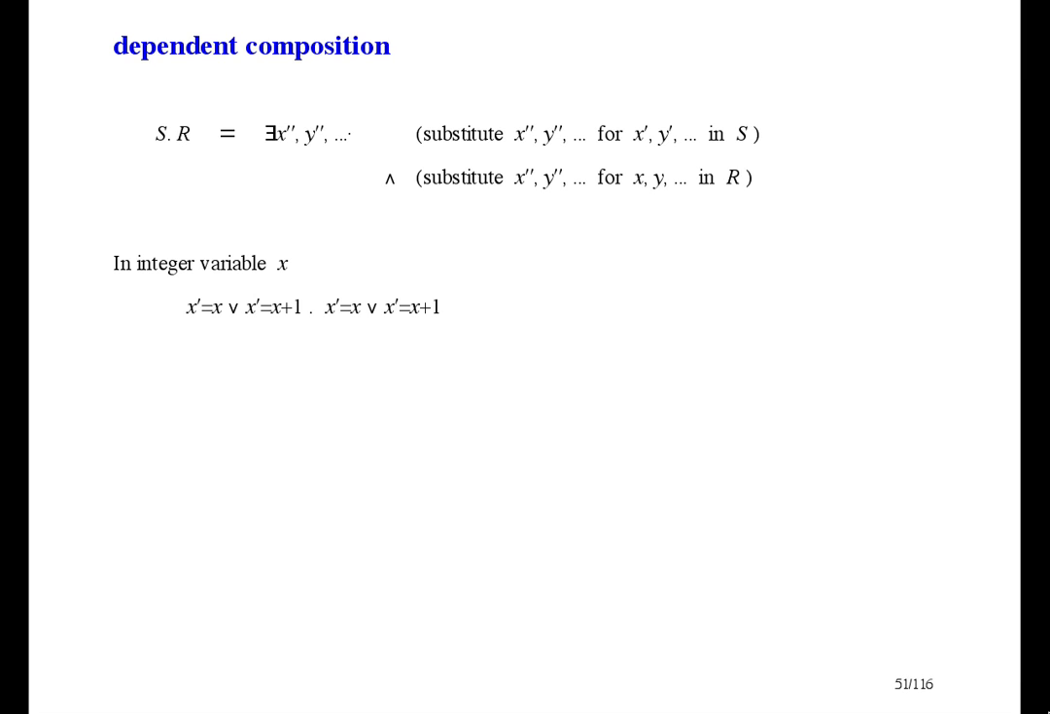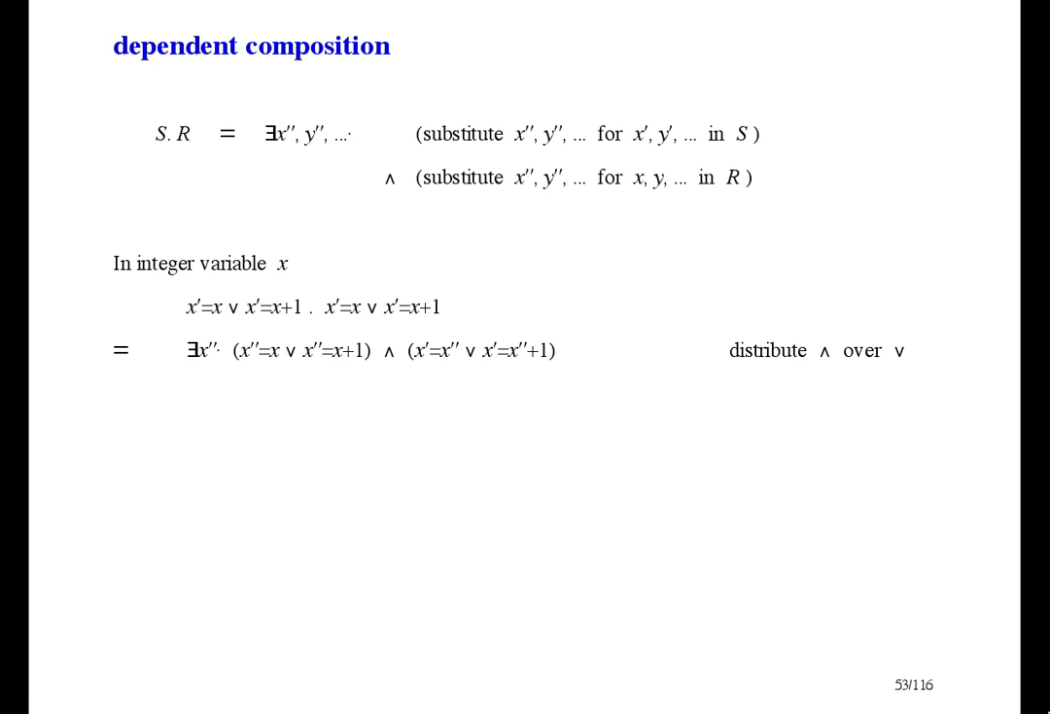I think an example will help. And let's just have one integer state variable x. So first, either leave x alone or increase it by 1. And then again, either leave it alone or increase it by 1. Using the definition of dependent composition, there exists x double prime, and then we write the first specification, but everywhere there was a prime, we put a double prime. And then we change the dot to and. And then we write the second specification, but everywhere there was no prime, we put a double prime.